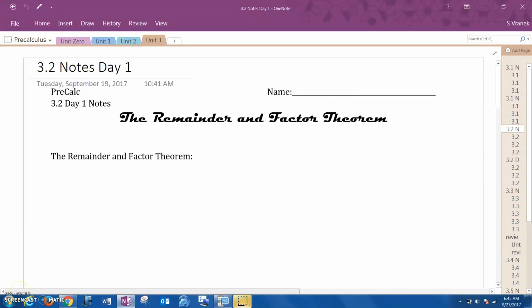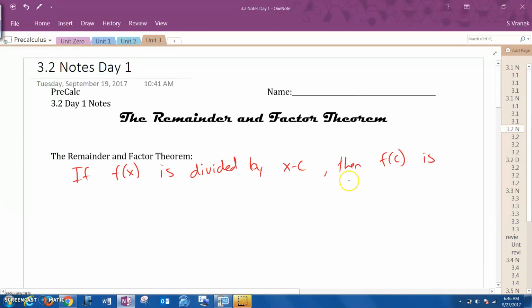Alright class, today we're going to talk about the remainder and factor theorem. So the first thing we're going to talk about is the remainder theorem. If you divide your polynomial f of x by a number c, then whatever value you get when you plug c into your function is the remainder.